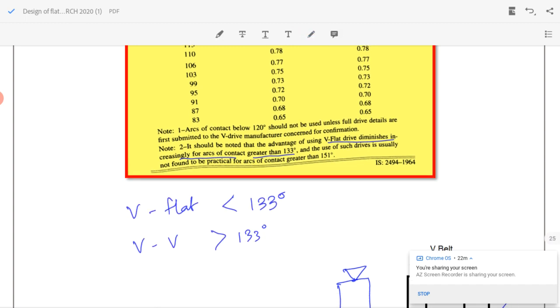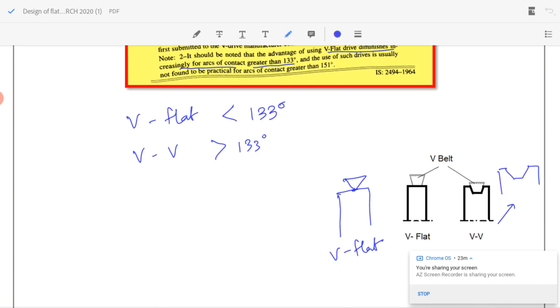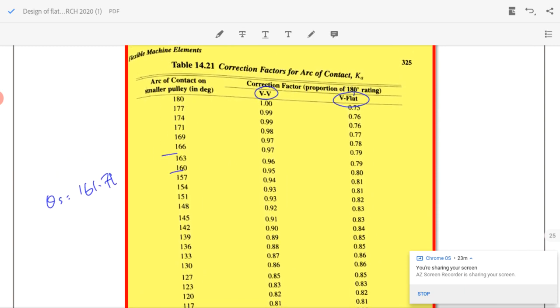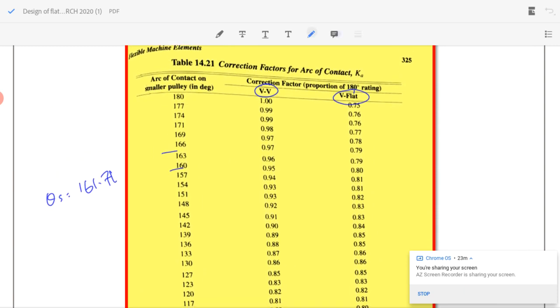In this case, my arc of contact theta s equal to 161.71 degrees. So I will select VV belt drive. Now we can go to the table. So these are our values. For 163 it is 0.96 and for 160 it is 0.95. I have to get that value for 161.71, so I will do the interpolation.